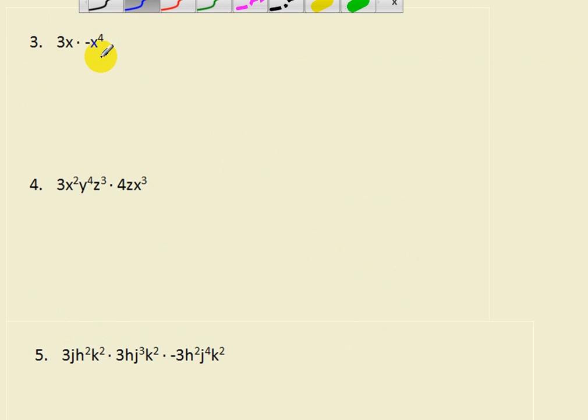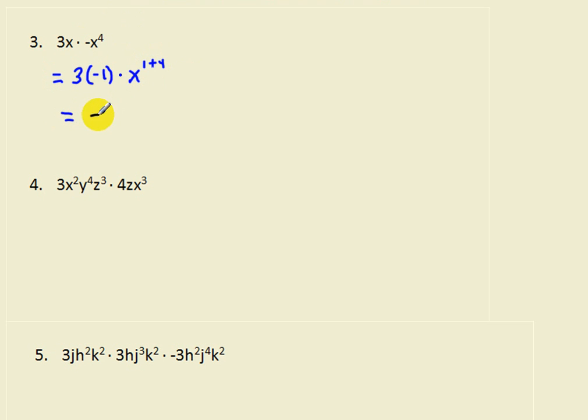So in number 3, we have 3x times negative x to the fourth power. So first let's deal with our coefficients. We have 3 and negative 1 times, and now look at our exponents, x to the first plus 4. So 3 times negative 1 will give us negative 3, and then we have x to the fifth power.